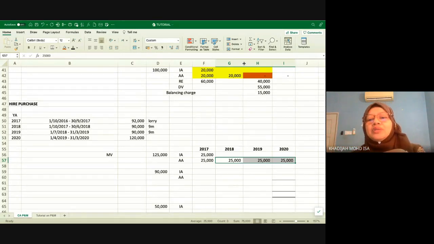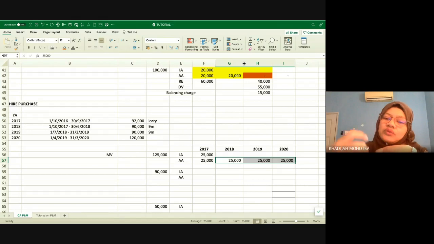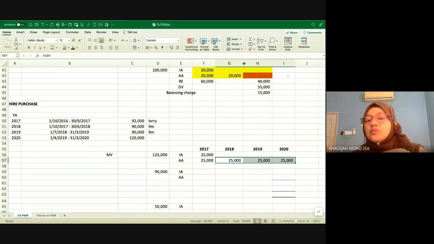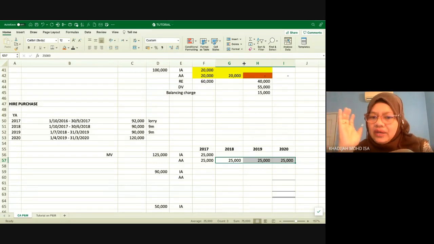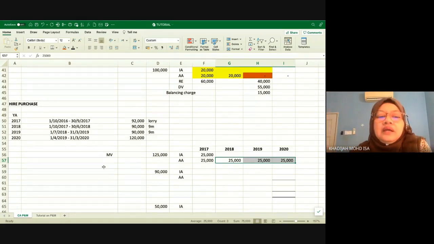Can you claim any more in 2021? You cannot, even though the motor vehicle is still used in the business. You can no longer claim the capital allowance on the motor vehicle in 2021 because the RE, or the residual expenditure of the asset, is already zero. You cannot claim more than 100% of capital allowance on any of your assets. Is that clear?